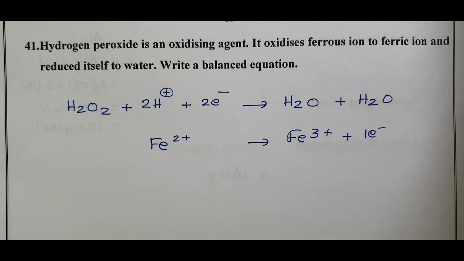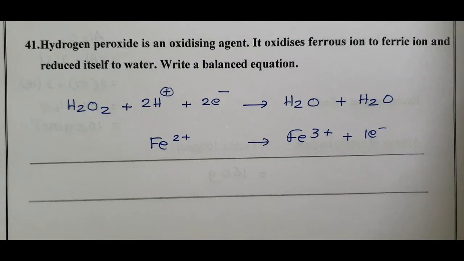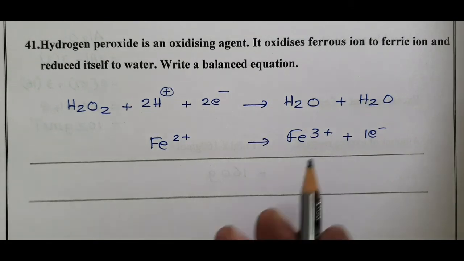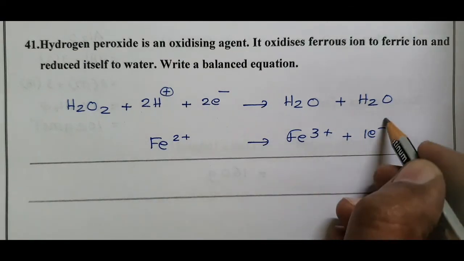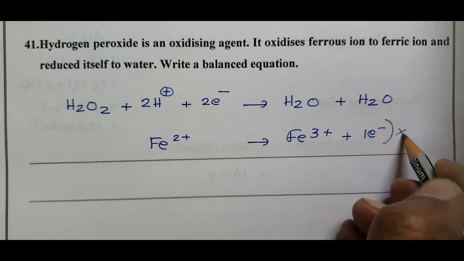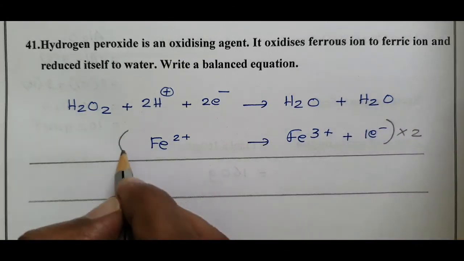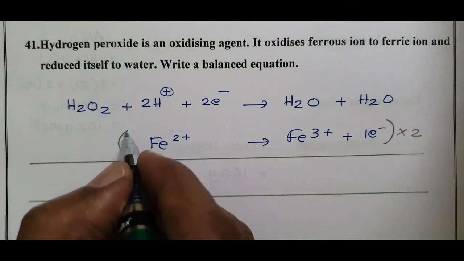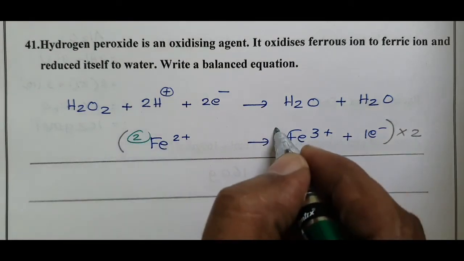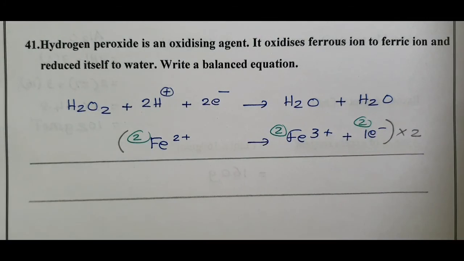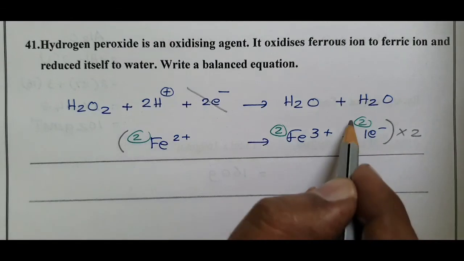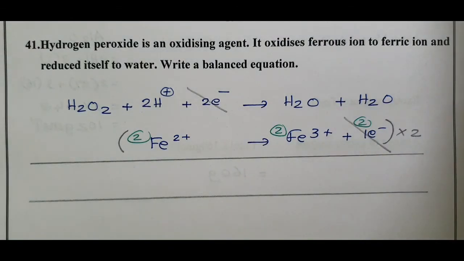Now I am going to add these two equations. When we add them, we have to equate the number of electrons on both equations. Here 2 electrons, here 1 electron. Therefore, to get 2 electrons, the whole equation is multiplied by 2. 2 into 1 equals 2, 2 into 1 equals 2. Now the electrons are equal. We can cancel 2 electrons, no other cancellation. Now I am writing the final equation.